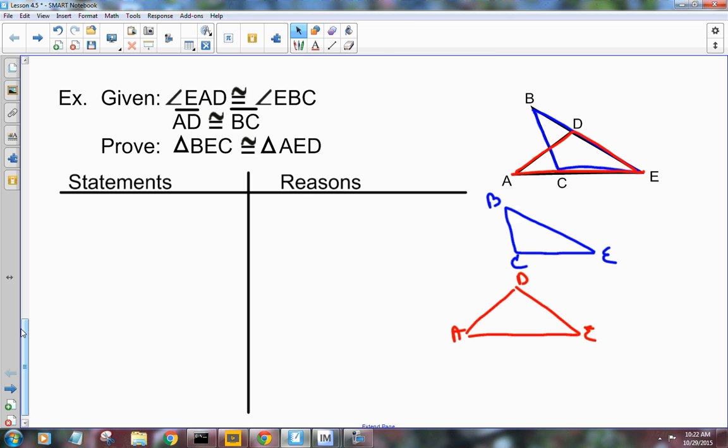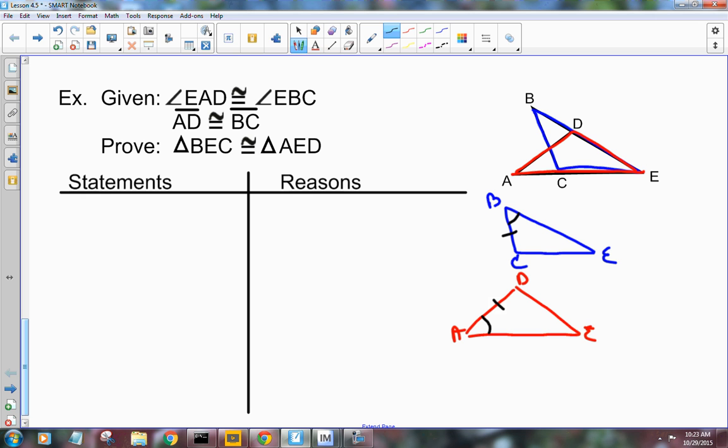Okay, so it's given that angle EAD is congruent to angle EBC. It's also given that AD is congruent to BC. And I want to prove those two triangles congruent. And I need another piece of information. What do you think? Any ideas?